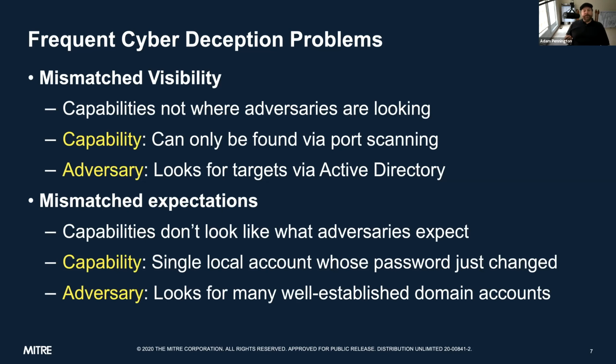We also see issues with mismatched expectations, so capabilities that don't look like what an adversary seems to expect. Say we've got a capability that's spinning up a system right before an adversary's on it. It's got a single local account where the password was created just before the adversary got on the system. We have an adversary that expects and looks for many well-established domain accounts. They're not going to probably like that, and a decent chance they're going to bug out when they see that environment.